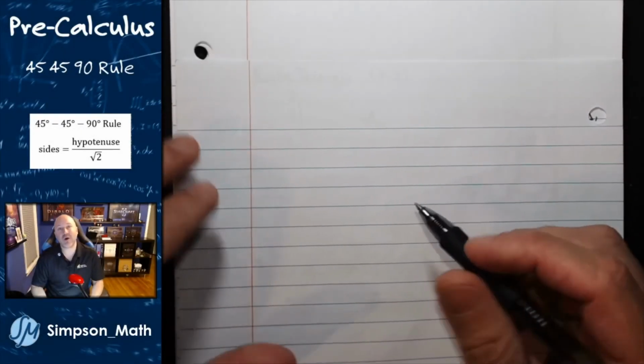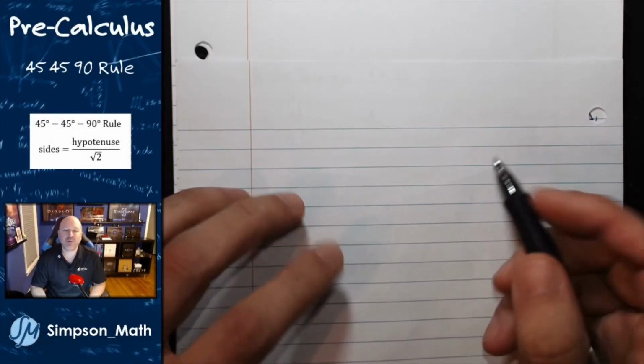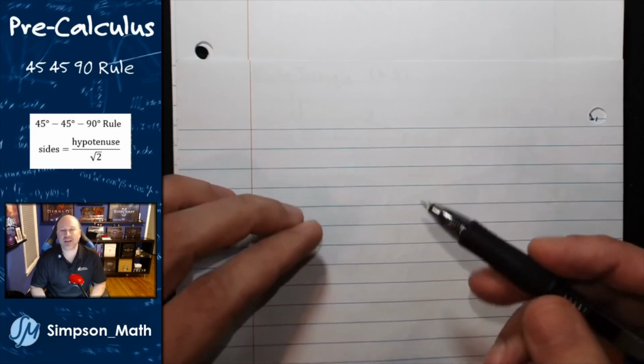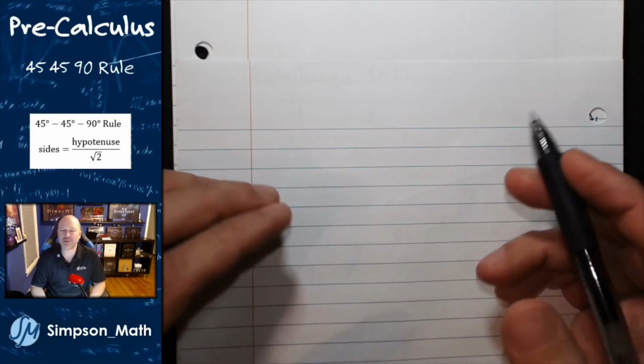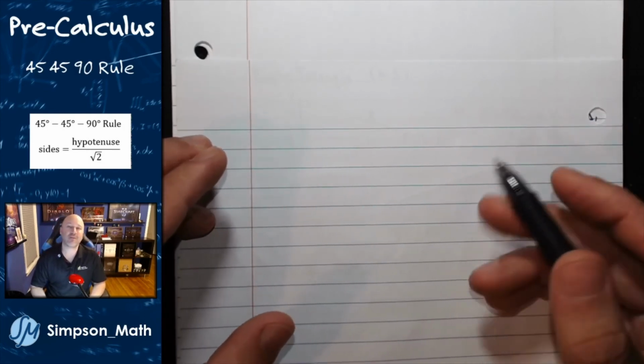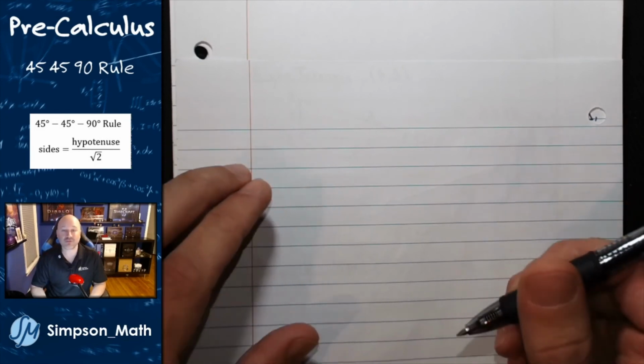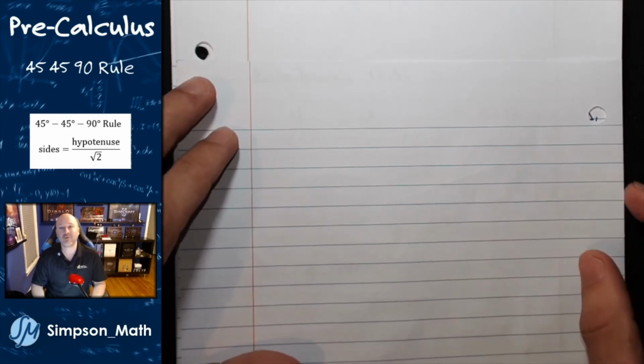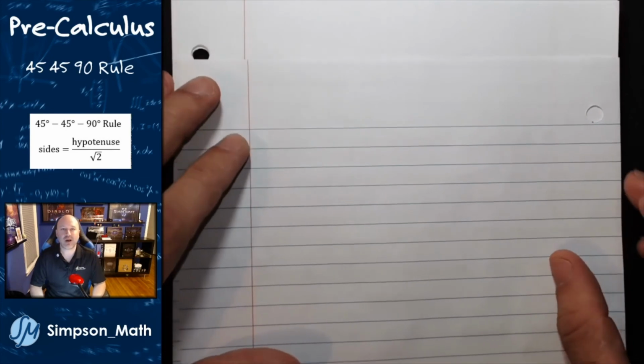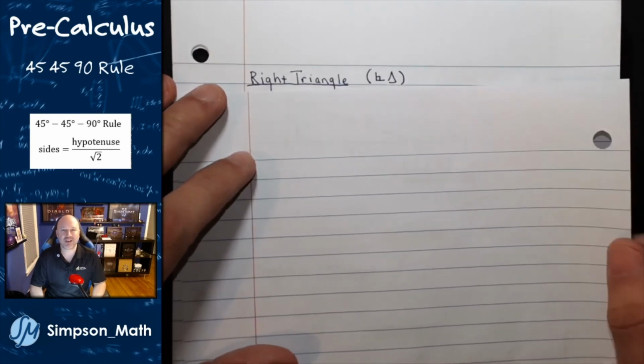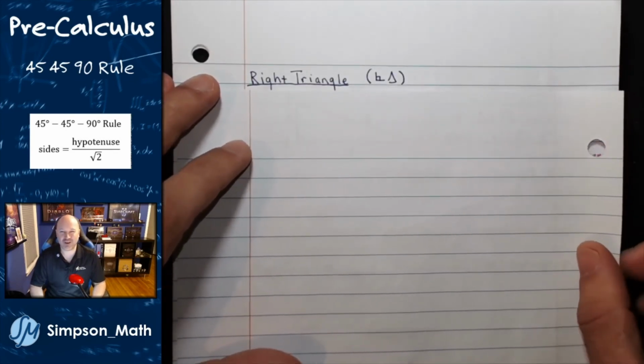In this video, I'm going to play around with triangles and algebra, and I'm going to derive what we know as the 45-45-90 rule for triangles. Before we do, let's just get into maybe some notation and vocabulary that we should all know.